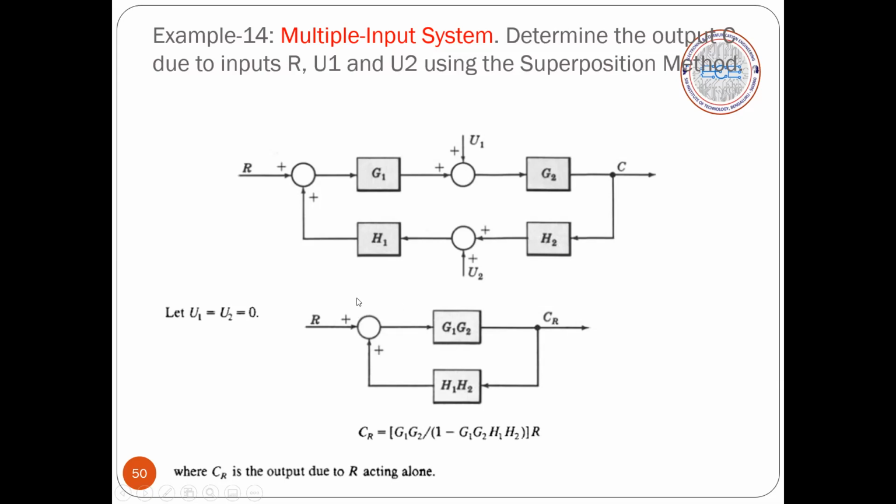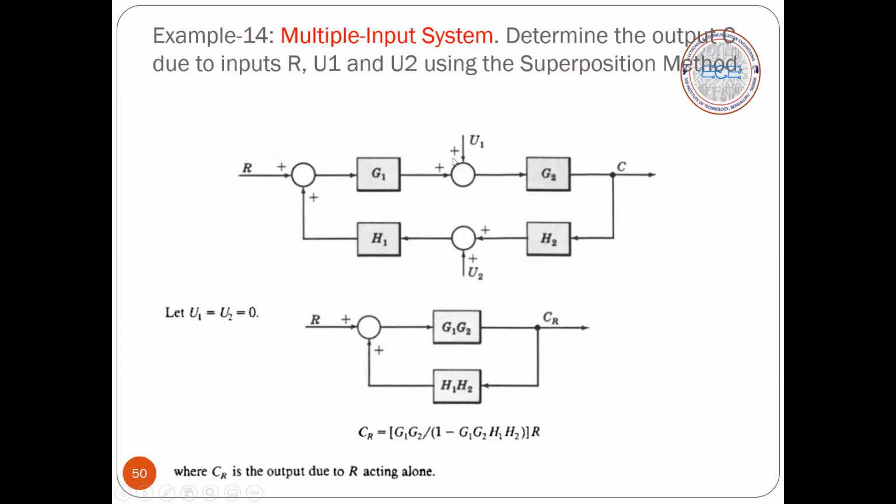Okay, so look into the block diagram. I have U1, I have U2, and I have R. These are the three inputs entering this block diagram, and I have only one output C. So same procedure here. I will first block the other two inputs, that is U1 and U2, and I'll keep only the input R.